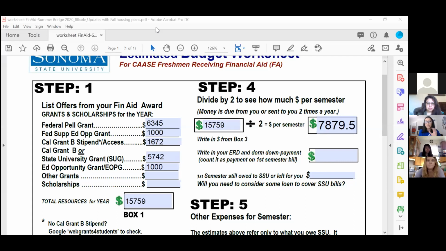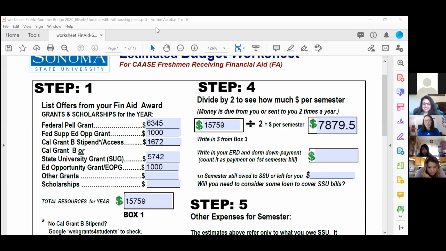Typically when we see a student who has a Cal Grant A, we like to see if they're eligible for a Cal Grant B, because Cal Grant B or the State University Grant will be better in the long run, okay? If you do have a Cal Grant A, go ahead and put it into that Cal Grant B or State University Grant slot here. Then I would recommend that you connect with your summer bridge advisor, and also your financial aid representative, or join the drop-ins today to see if you may be eligible for that Cal Grant B. That's what we would recommend more so than Cal Grant A.